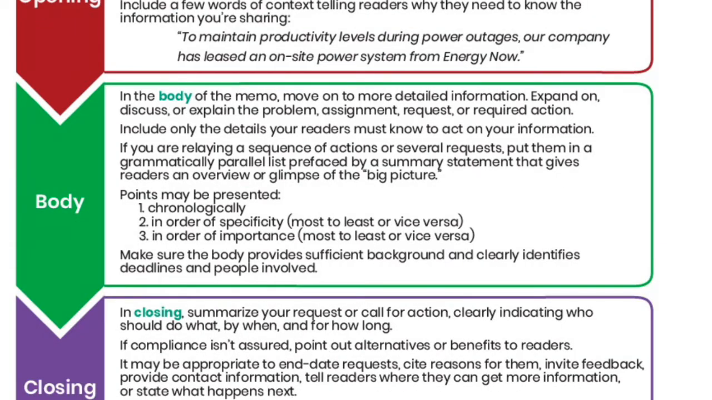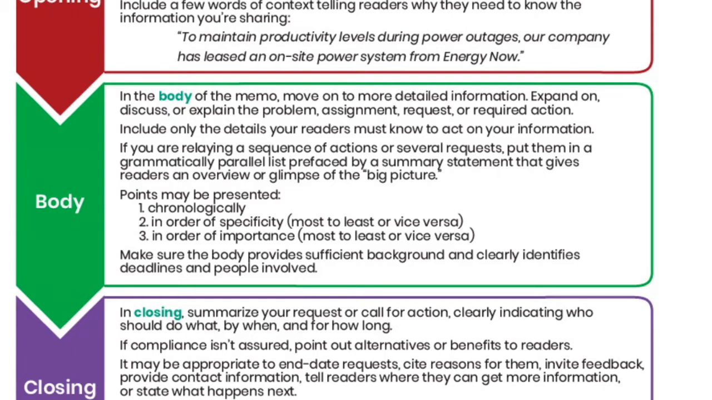So in your body, if you have good news, it's positive news, or it's neutral, you can start with some more detailed information and expand on and discuss or explain the problem, assignment, request, or whatever is needed. It's important to only include the details your readers must know to act on your information, whether that's for good news, bad news, or neutral. If you are relaying a sequence of actions or several requests, you put them in grammatically parallel lists, prefaced by a summary statement that gives readers an overview or glimpse of the big picture. Points may be presented chronologically, in order of specificity, or in order of importance. We'll talk more about lists later on in this presentation as well.